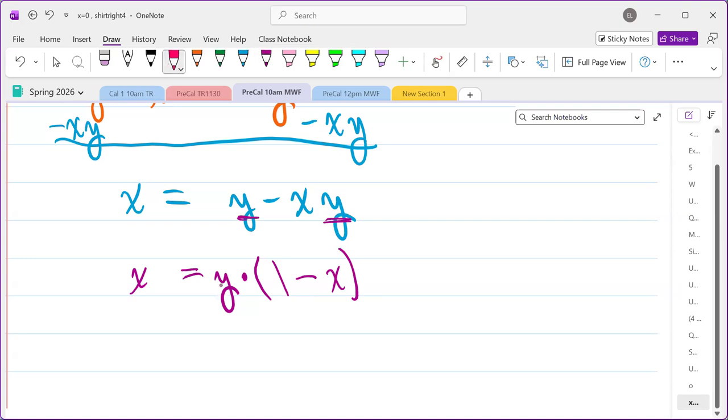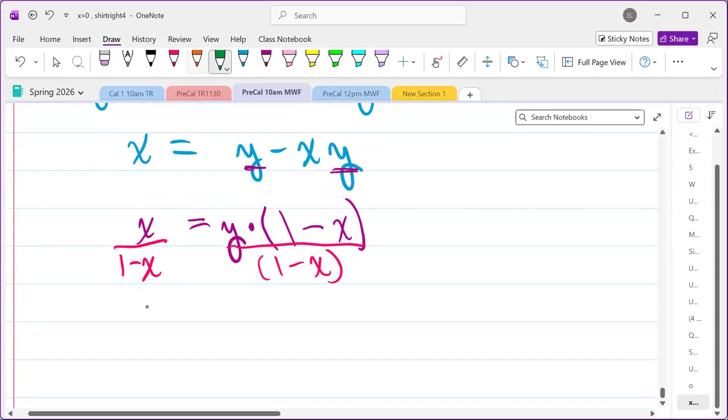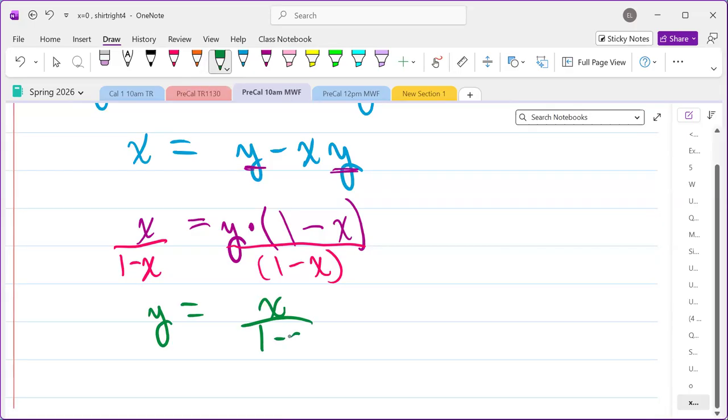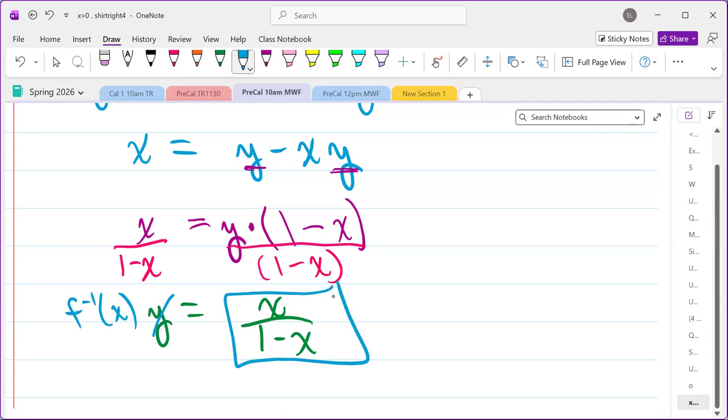Now our last step, I want to get y by itself. Y is currently being multiplied by a weird mess. So I want to divide by the weird mess. So now our inverse function, y is x over 1 minus x. And I can trade this out for f inverse of x. So that is our result.